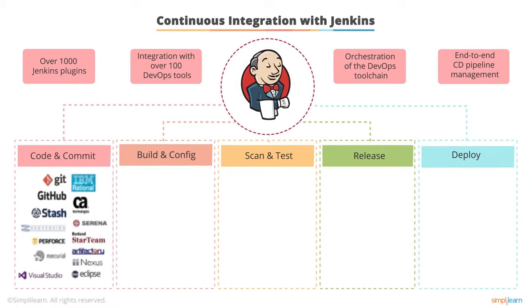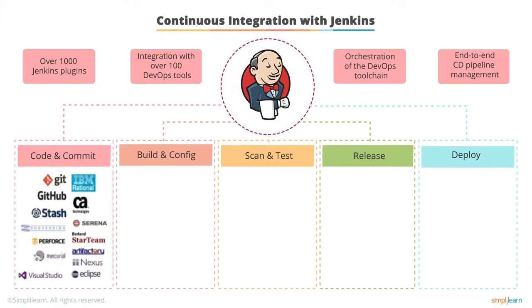During code and commit, developers use an integrated development environment, also known as an IDE, to create code. The popular ones are Visual Studio, Visual Studio Code, and Eclipse. And then they'll check the code into a version control system such as Git, GitHub, Perforce, or Mercurial. Some code might require binary dependencies that are stored in an artifact repository, such as Artifactory.